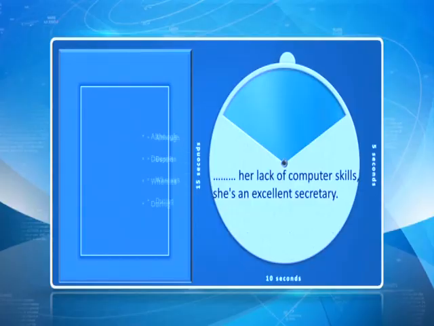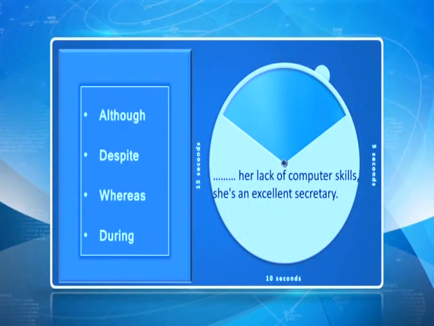Here is the list of the options. Although, despite, whereas, and during. Let's read the sentence again. Space, her lack of computer skills, she's an excellent secretary. There is a contrast between her lack of computer skills and being an excellent secretary. So the right answer is despite. The whole sentence reads, despite her lack of computer skills, she's an excellent secretary.